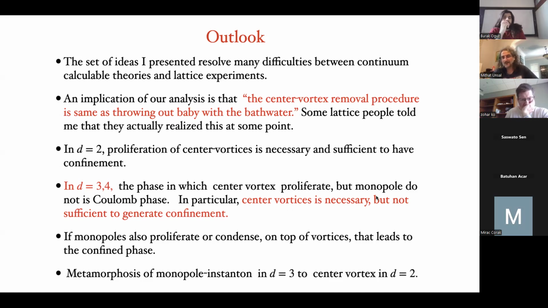And as I said, the center vortices are necessary but not sufficient to generate confinement, but they generate the right environment for the proliferation of the monopoles. If they do not generate this environment, monopoles cannot proliferate either. But even if they do generate this environment, monopoles may still not proliferate, okay? This is a different question. Hence, the combination of these two is both necessary and sufficient. So as I said, if monopoles also proliferate or condense, depending on dimensionality, on top of these vortices, this leads to the confined phase. And this last part I didn't talk about, but I don't have to. I think this was more or less the story that I wanted to tell. I can stop here.